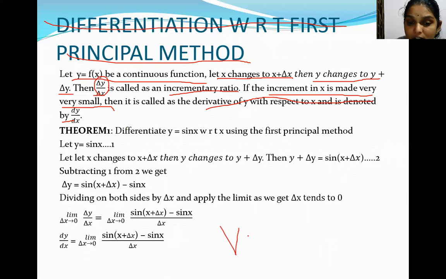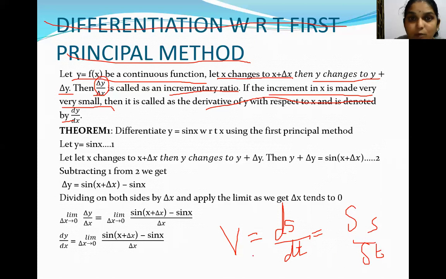How do you define velocity? Velocity, you will say, is the rate of change of displacement. How do you denote it? ds upon dt. What is the meaning of it? It is delta s upon delta t.